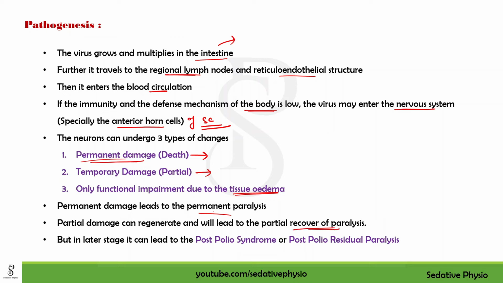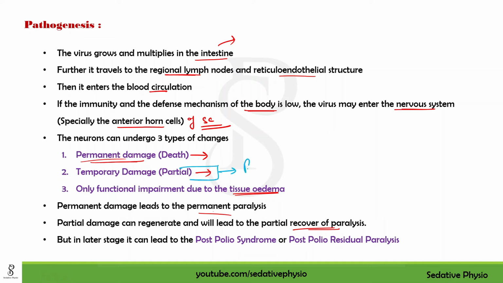As I have already told you, in the case of temporary damage, there can be chances of partial recovery. The recovery will occur, but it will not be 100% recovery. Some level of recovery will occur, but still the paralysis will persist. It means that there will be partial regeneration of the neuron and hence partial recovery of the paralysis. But in case of this temporary damage or partial recovery, this can further lead to different serious complications in the upcoming future. Which type of serious complication?